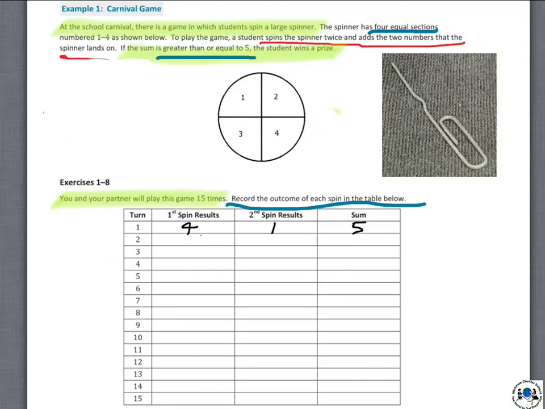I got a 4 and a 1. Got a 5. Okay, so I won that round. Well, didn't win that round. Another 5. Okay, so far. Oh, another 5. Oh, another 5. And again, these are all chance. And again, there's a limited chance here because there's only four different numbers on each spinner. Okay, but still chance nevertheless.